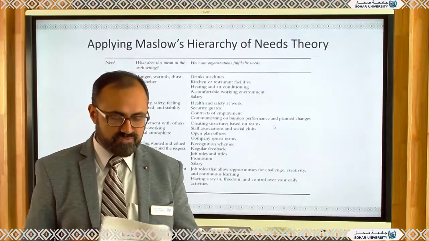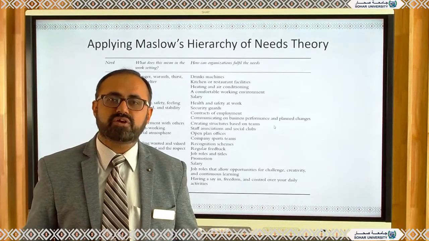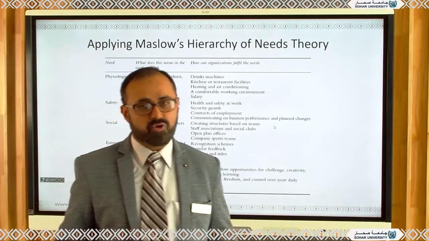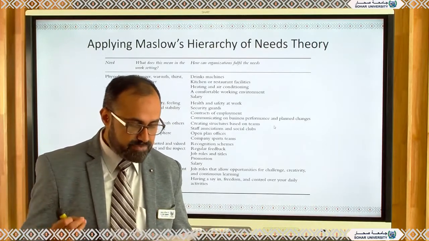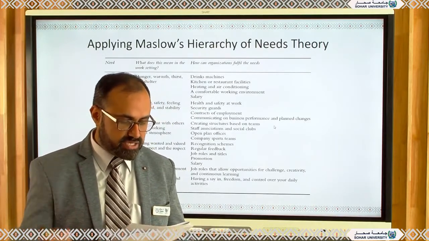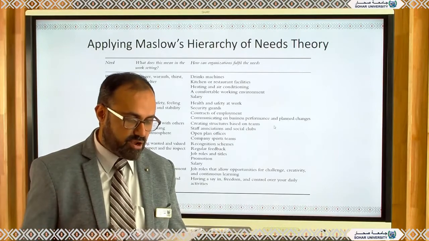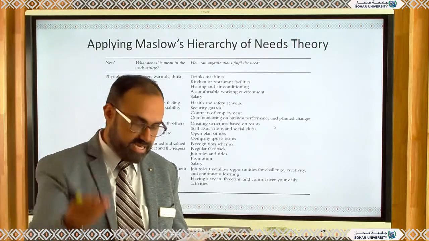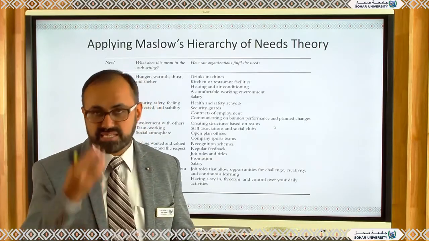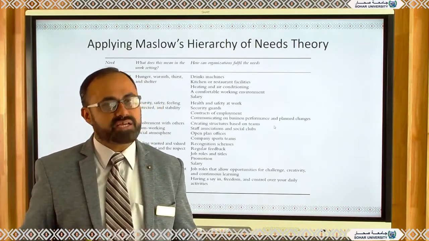So let's go further. For example, we will try to apply Maslow's hierarchy of needs, which we have studied in module 1 as well. The idea was that first you have the physiological and biological needs, then you have the safety needs, then the social needs, then the esteem needs, and then the self-actualization needs. Today we are going to see some application of this.